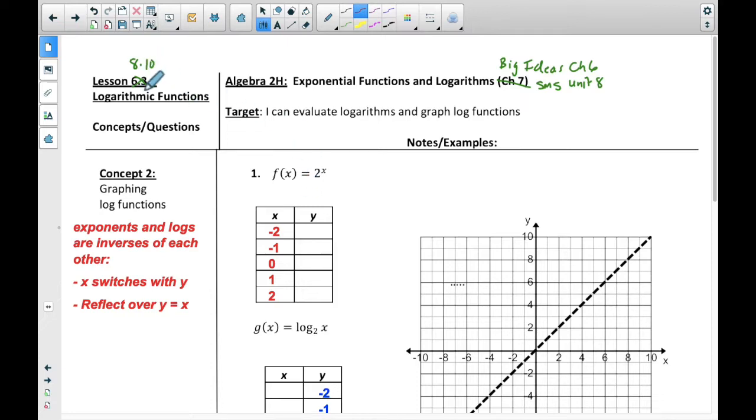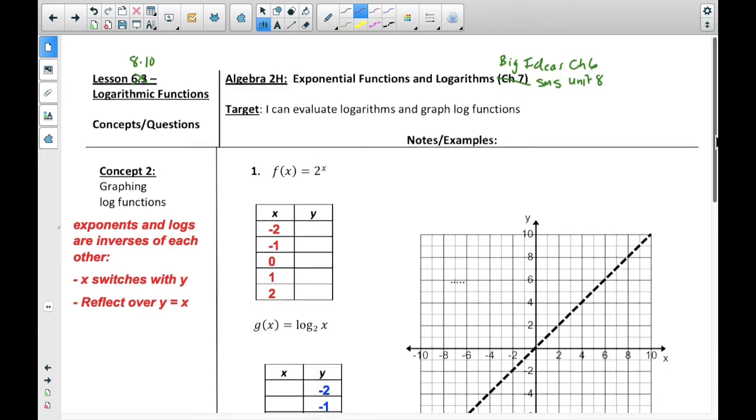A couple of typos up here. I think yours is already corrected. This should be lesson 8-10. Over here it is not chapter 7. In Big Ideas we're in chapter 6 and we are calling this unit 8. So just ignore the chapter 7.